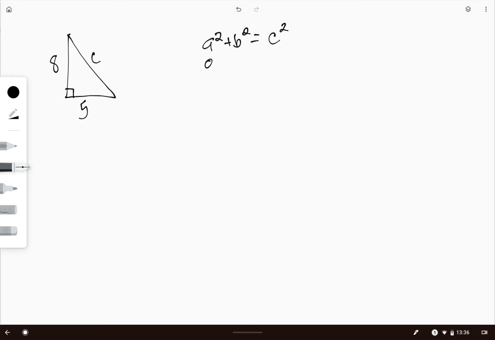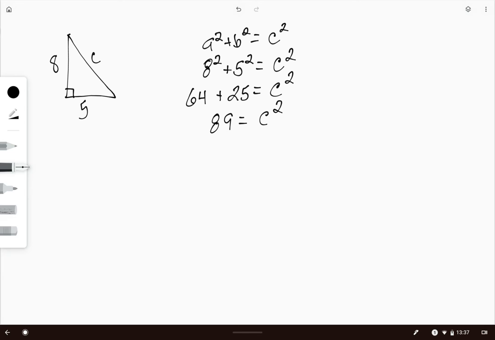So I'm going to let 8 be A. So 8 squared plus 5 squared equals c squared. 8 squared is 8 times 8, which is 64. Please remember that, that's 8 times 8, not 8 times 2. And 5 squared is 5 times 5, which is 25. All of that equals c squared. When I add these two numbers together, I get 89 equals c squared.